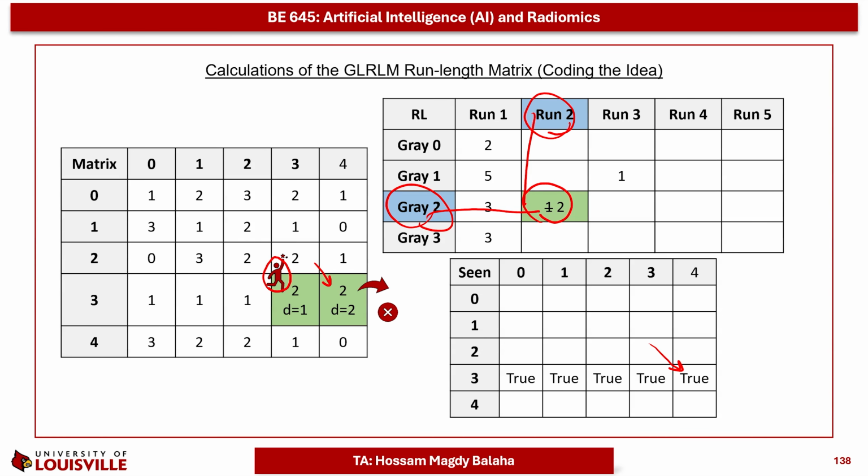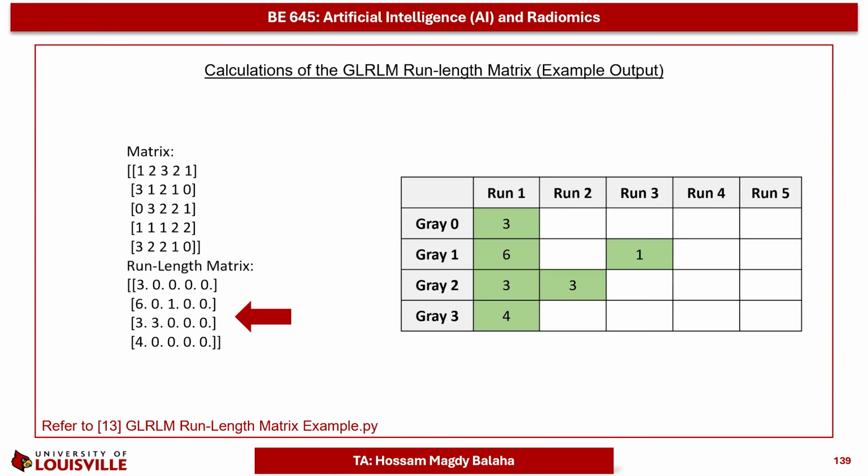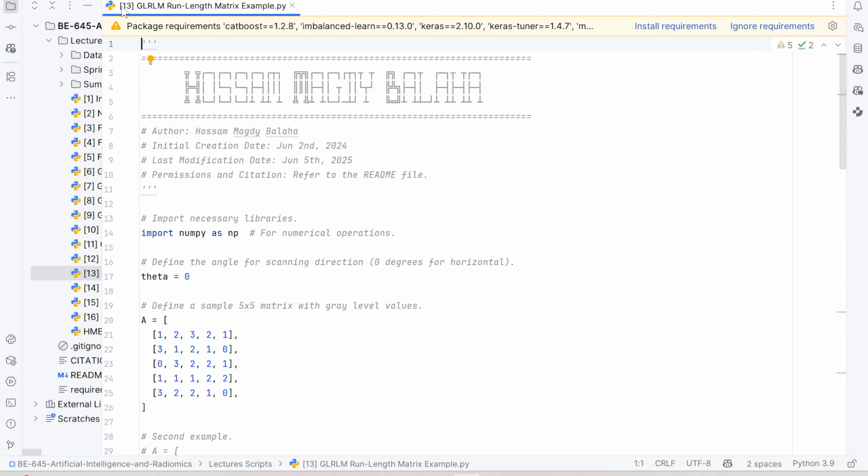Once you move to the next pixel, check first if it was seen in the matrix or not. If it was seen in the scene matrix, then skip it. Otherwise, count it. So the scene matrix will help us eliminate the duplications. Based on that, we need to create a script to find our run length matrix automatically based on the input matrix. Open script number 13, GLRLM, run length matrix example.